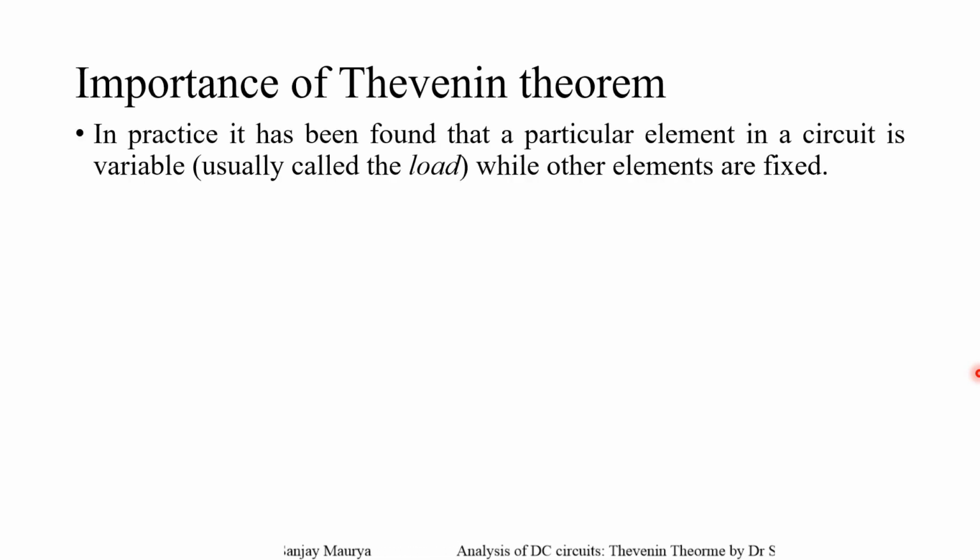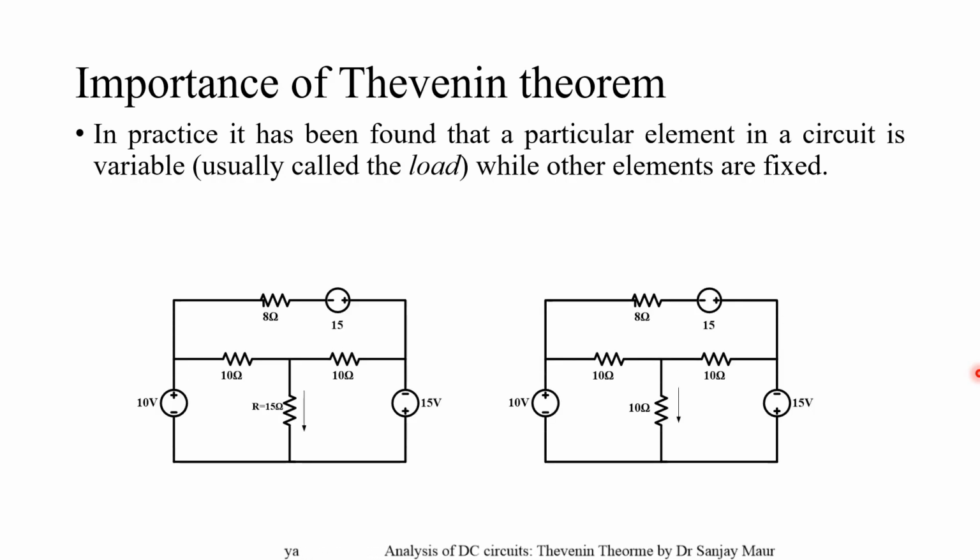In many practical applications, it has been found that a particular element in a circuit is variable while other elements are fixed. So to find out the current in any branch, we need to do the calculation every time whenever the variable element is changing. Consider the following circuit. Initially R is 15 ohm. So we have done the calculation to find out the current in every branch. Now this 15 ohm is going to be changed into 10 ohm. So in such case, I need to do the calculation from the beginning.